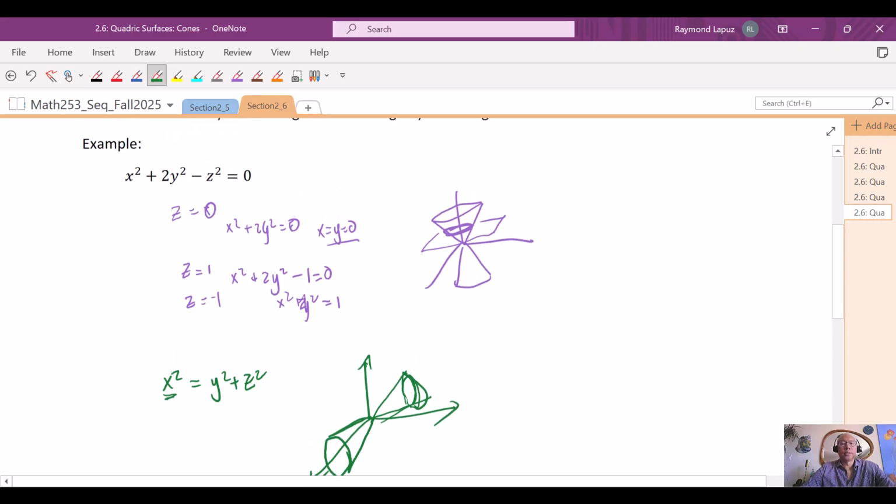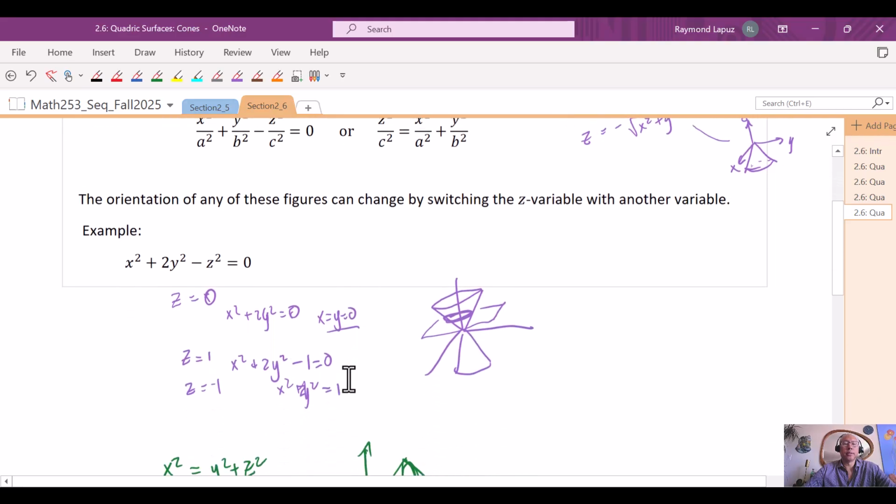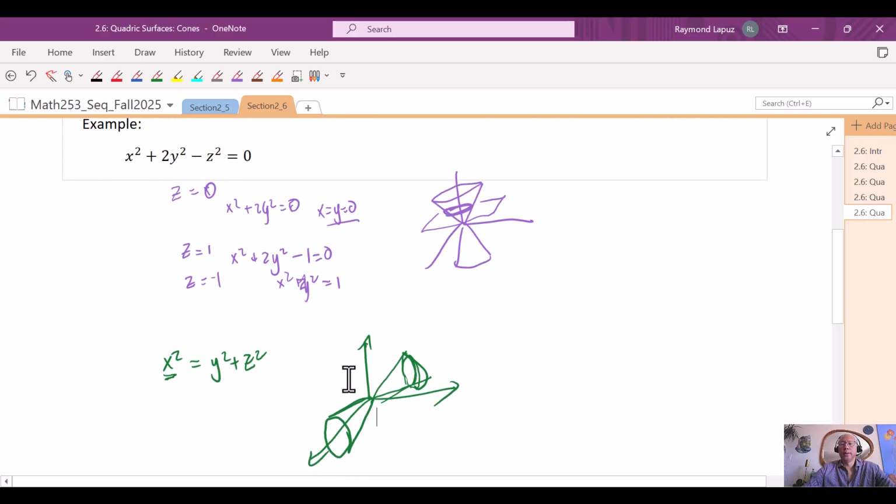So that's our quick overview of our last quadric surface, which is cones, or elliptical cones.